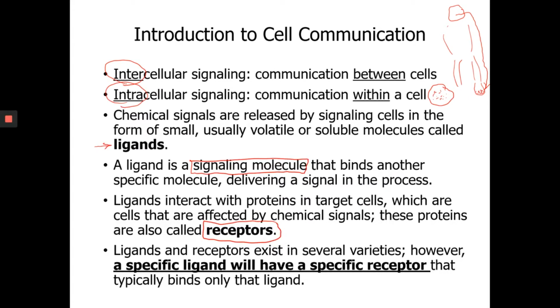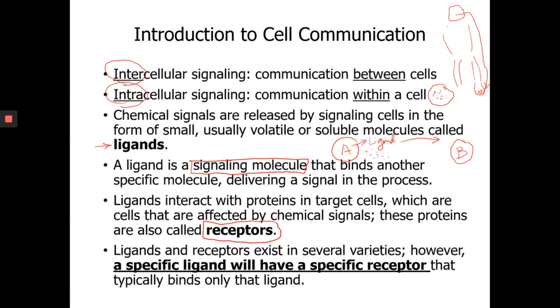Okay, so let me draw real quick. Now, I'm not very good at drawing, but I'm going to try. Let's say cell A and cell B need to communicate. So cell A needs to tell B what to do. What happens is cell A is going to produce a signaling molecule. And if you remember, the signaling molecule is called a ligand. So it's going to make these ligands and release these ligands. And then these ligand molecules are going to travel to cell B.